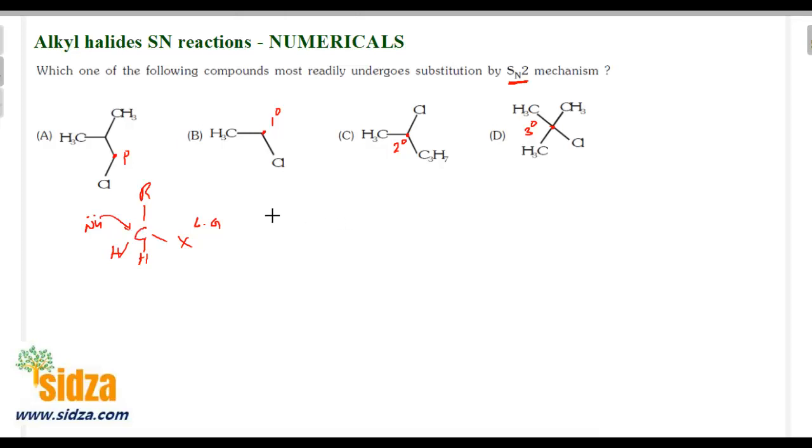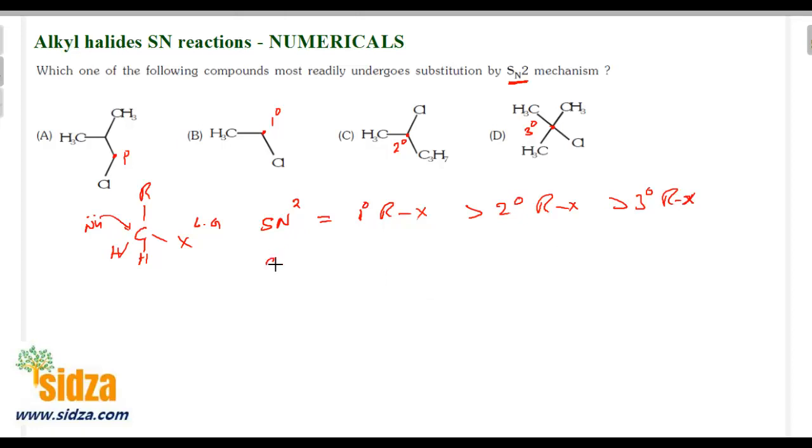So whether it is SN1 or SN2 depends on what type of substitution is around the carbon, correct? For the SN2 mechanism, we need less crowding around the carbon attached to the halogen. So the order of reactivity of the alkyl halides: 1 degree alkyl halide prefers the SN2 mechanism, then secondary will be less, and tertiary will be the least. So the order of reactivity will be primary, secondary, and then tertiary alkyl halide.